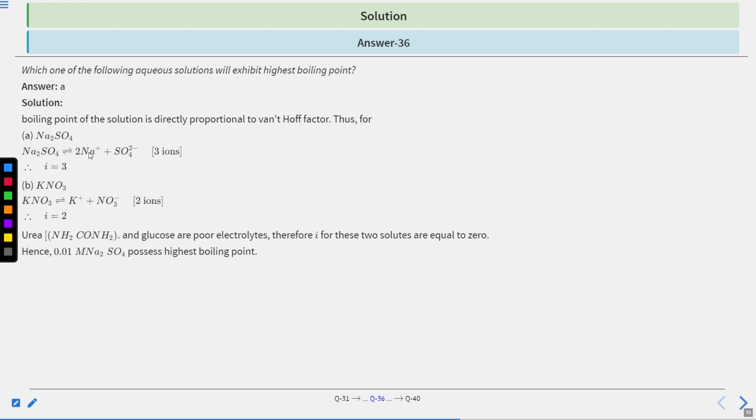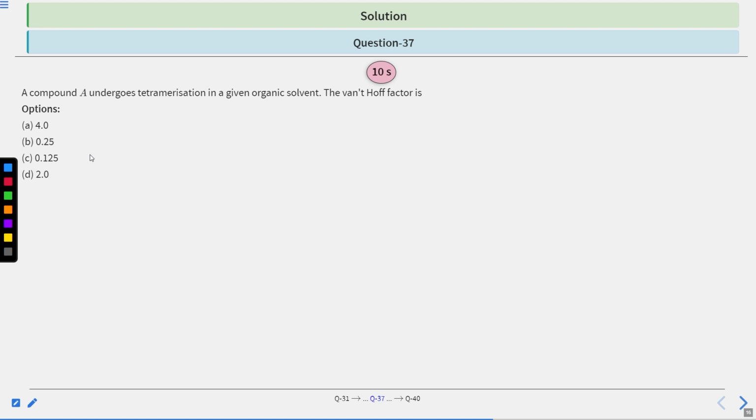Okay. Let's move to the next question. Question number 37. A compound A undergoes tetramerization in a given organic solvent. We have to calculate the Van't-Hoff factor, that is i here. Options are 4, 0.25, 0.125, 2. So you have 10 seconds to solve this question, and after that we will see what will be the answer.